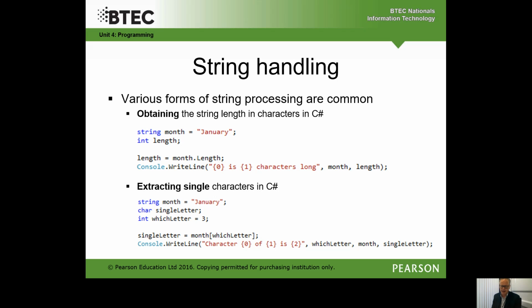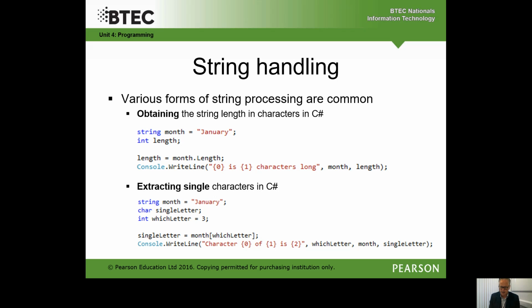So first of all, finding the length of a string in characters. As in the top part of the example you can see on screen now, the length property of the month string object is used to access the string's number of characters. In this example, the string is the word January. So the result you get from that would be 7, because there are 7 characters in the word January.